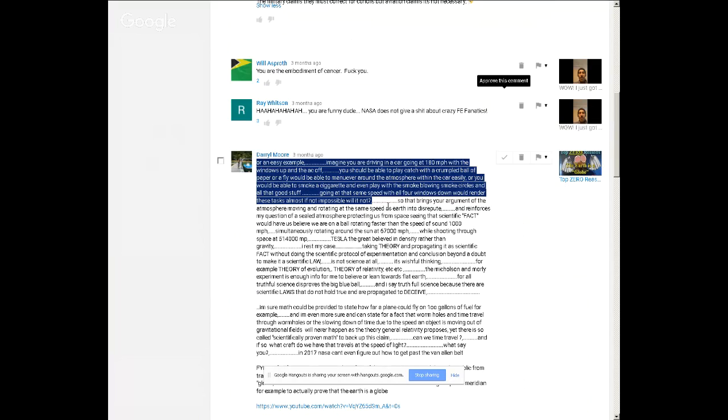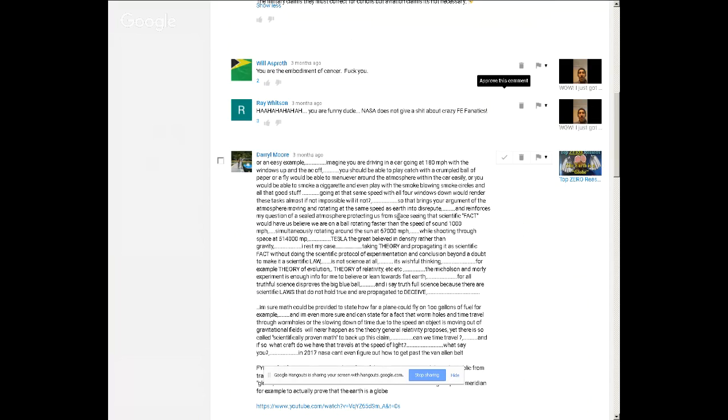So that brings to your argument of the atmosphere moving and rotating at the same speed as the Earth in disrepute, and reinforces my question of a sealed atmosphere protecting us from space, seeing that scientific fact would have us believe that we're on a ball rotating faster than the speed of sound, 1,000 miles an hour, simultaneously rotating around the sun at 67,000 miles an hour while shooting through space at 50. Tesla the Great believed in density rather than gravity. I rest my case. Taking theory and propagating it as scientific fact without doing scientific protocol of experimentation and conclusion beyond a doubt to make it a scientific law is not science at all.